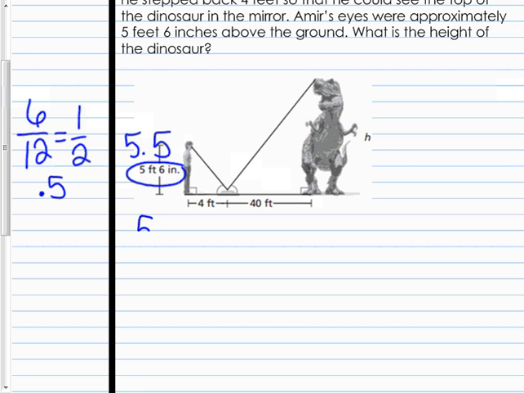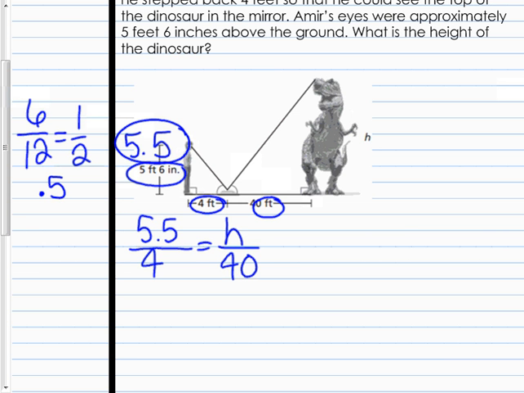So 5.5 feet tall over 4 feet away from the mirror equals H. We don't know how many feet tall, but the dinosaur is 40 feet from the mirror. We're just using all of these numbers that they provided to us right there in the problem, setting it up and solving. Okay, take a second, pause this video, and try to solve it on your own.